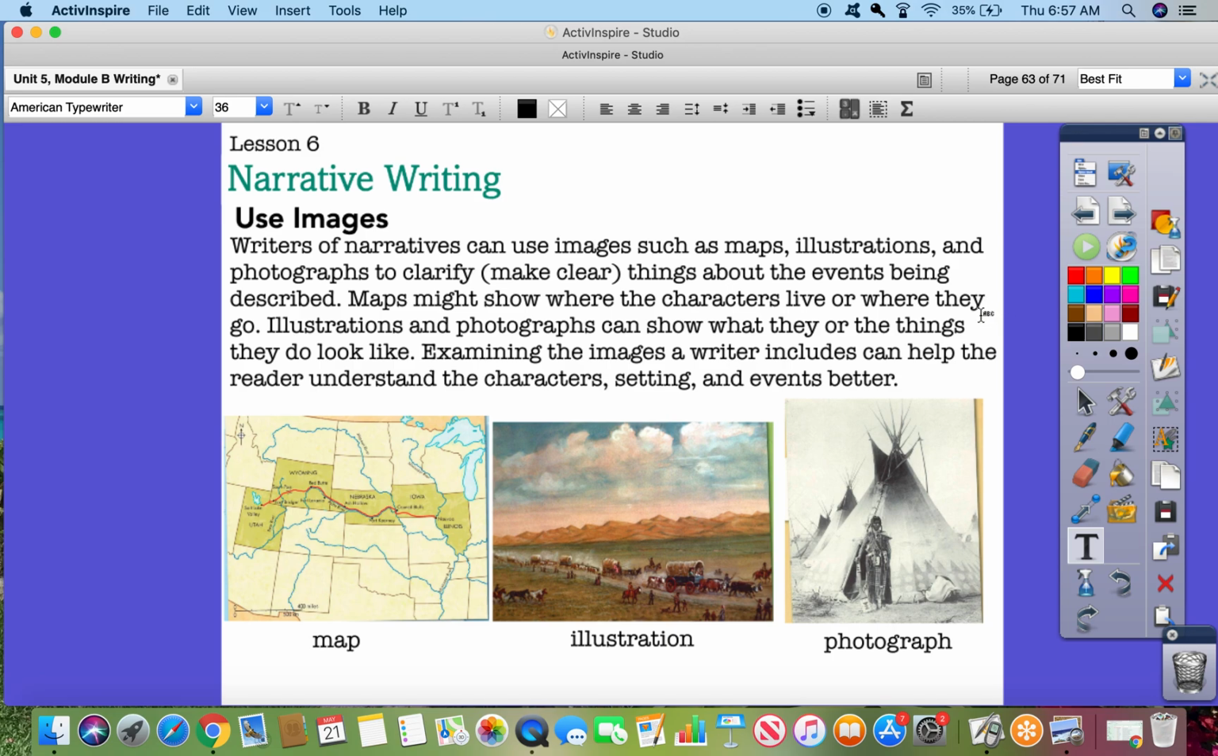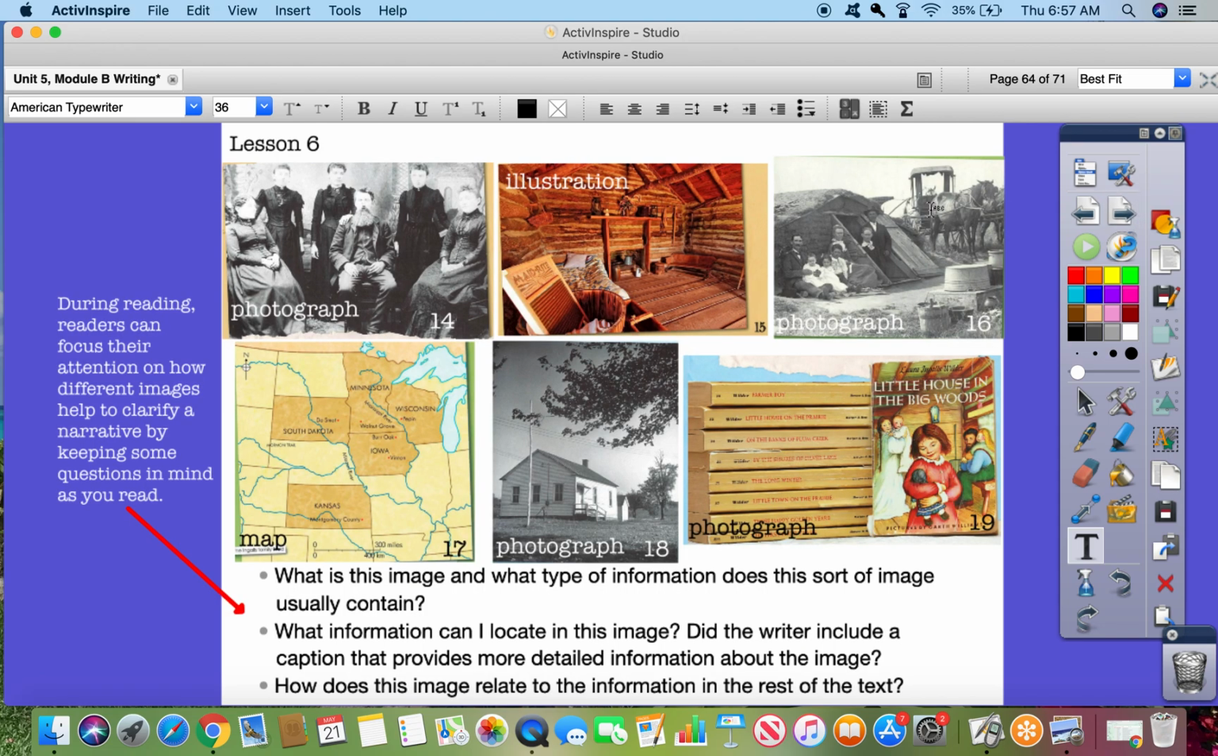Maps might show where the characters live or where they go. Illustrations and photographs can show what they or the things they do look like. Examining or looking closely the images a writer includes can help the reader understand the characters, setting, and events better. Okay, so if we were to look carefully at these photographs, illustrations, or the map, we would focus on these questions. So during reading, readers can focus their attention on how different images help to clarify. Remember, clarify means to make clear a narrative by keeping some questions in mind as you read.